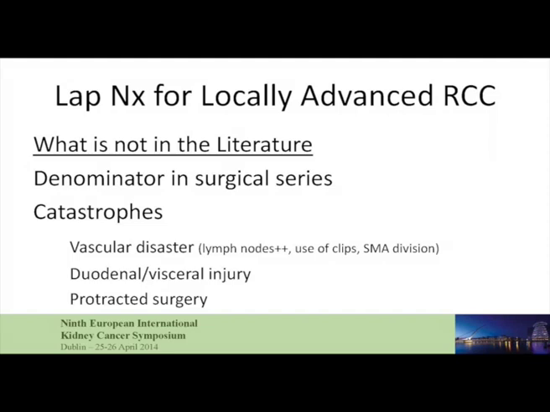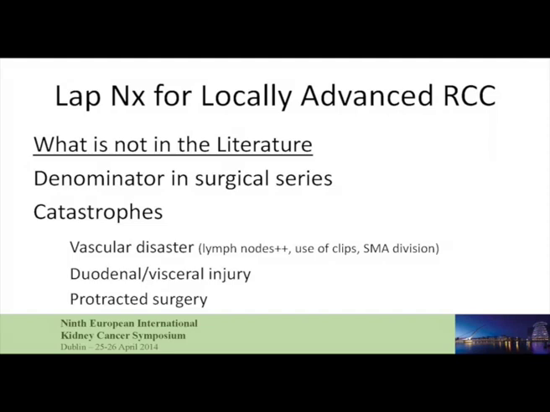It's not just important to consider what is in the literature, we also have to be aware of what may not be in the literature. An important factor is that series are often reported when there has been a very specific selection bias or referral pattern that is not representative of the real world, to quote an oncology presentation this morning. There's also the issue of catastrophes, and these tend not to be reported in the literature, but nevertheless are a well-recognized phenomenon with laparoscopic nephrectomy for locally advanced renal cell carcinoma.